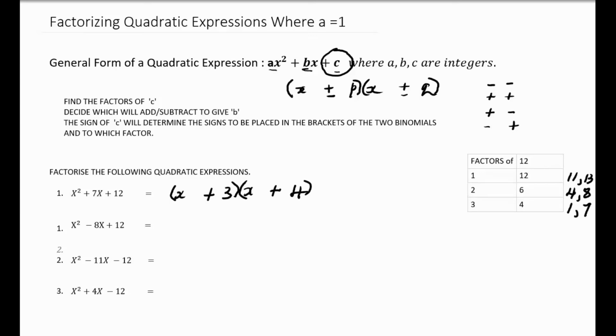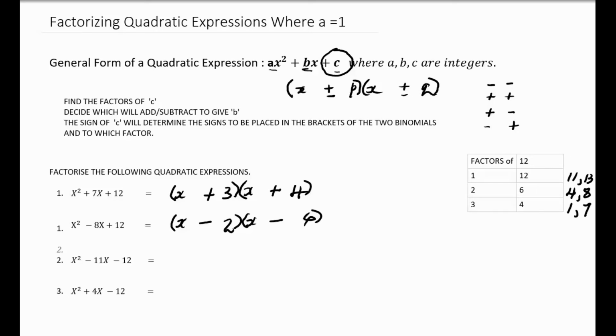So we move to the next one. We draw our brackets first. We know we have to have an x here and an x here. Let us look at the sign. c is positive. That means that both signs must be the same. b, however, is negative. So straight off, we know that we must have two negatives. Now, the next thing to check is which combination of factors can give us negative 8 or 8. When we look over the chart, we know that it is 2 and 6. So that completes the factorization of that expression.